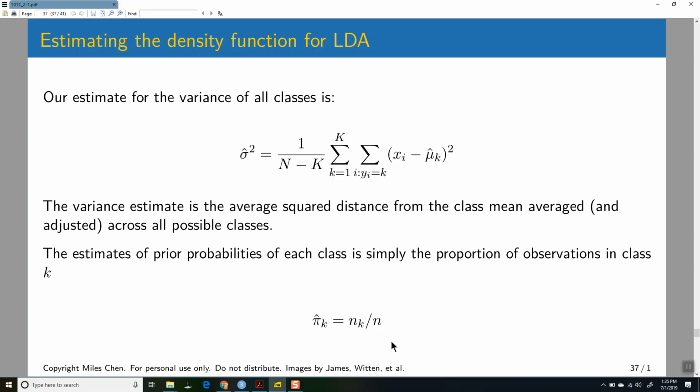All right, and then the prior probabilities, the pi hats, we just say, well, how many observations belong to each class? What's the proportion for each class? So if you had 20 and 50, you'd say 20 divided by 70, 2/7 versus 5/7 or something like that. Okay, and that's what we do there.